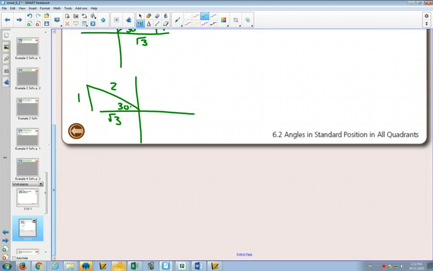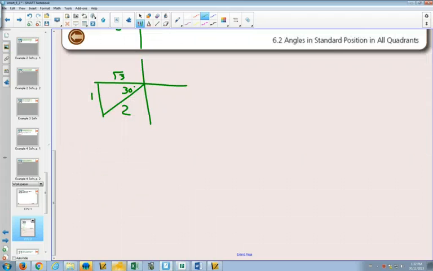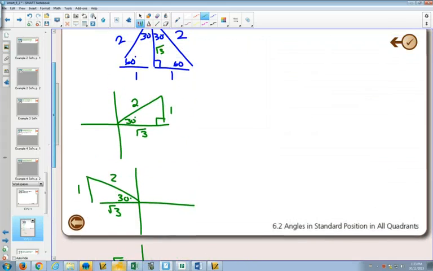We could draw it in quadrant 3, 30-degree reference angle. This will be root 3, this will be 1, and this will be 2. I'll go back up, don't worry, I'll just draw the triangles. This will be root 3, 1, and this will be 2. Here, we'll go back up to quadrant 1.